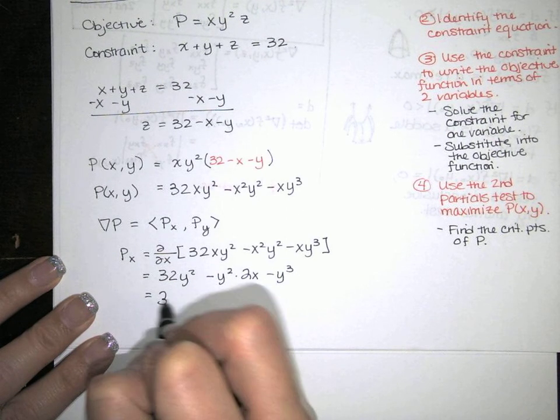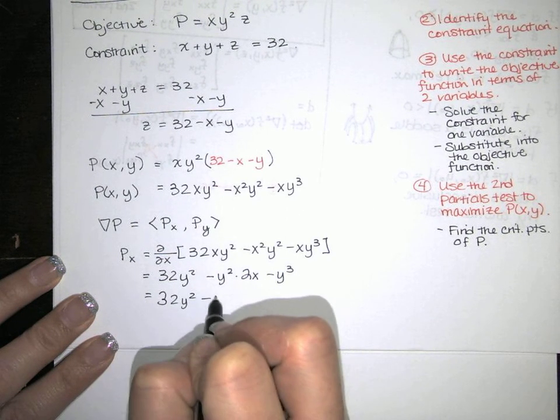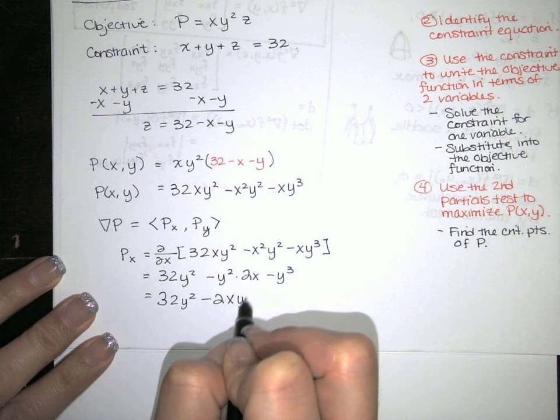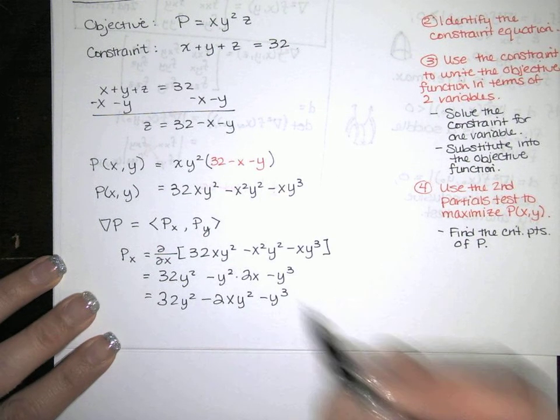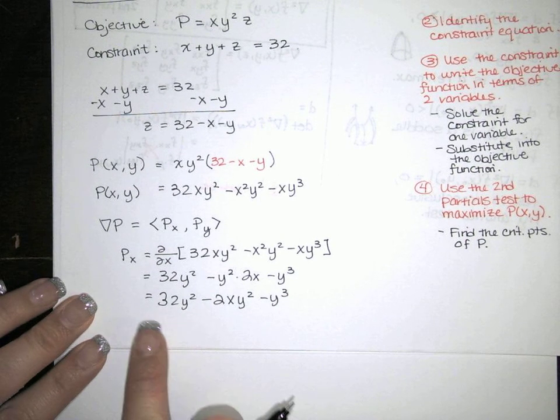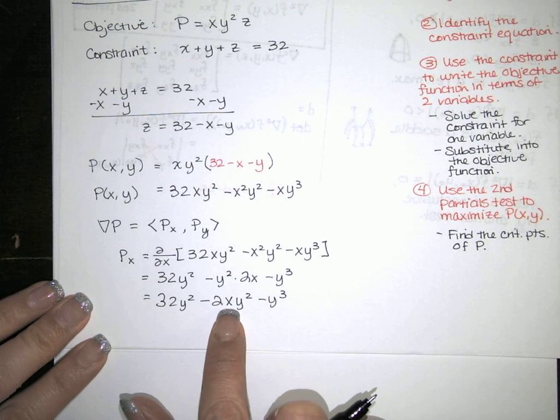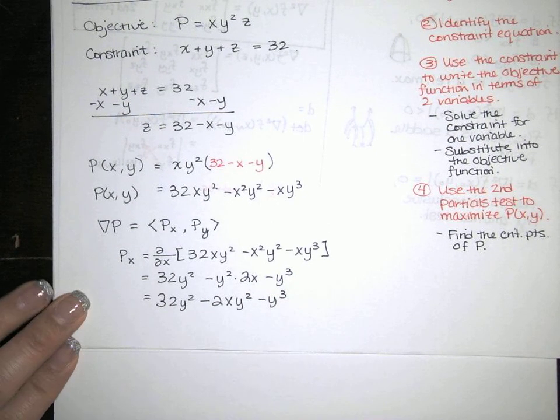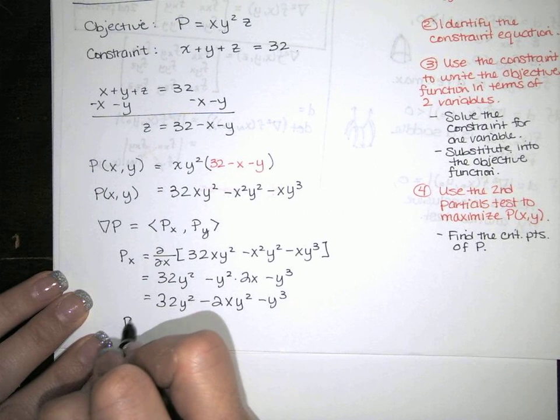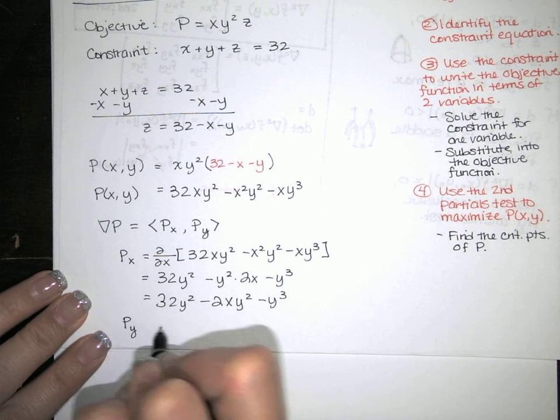So I've got 32y squared minus 2xy squared minus y cubed. And I just wrote it in that way because mathematicians like to do that. We always keep our variables alphabetical. It's not necessary. We know multiplication is commutative.